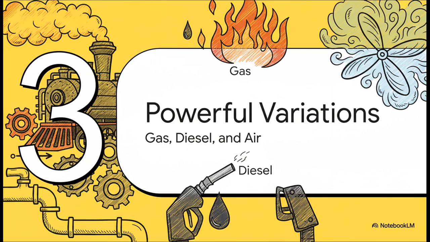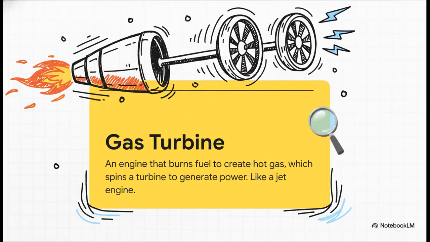Okay, so steam is a giant, for sure, but it's not the only game in town, not by a long shot. Now let's check out 3 other pieces of tech that get the job done in some really fascinating, different ways. First up, the gas turbine, and the concept here is just awesome. It's basically a jet engine, seriously. You burn fuel to create this super hot, high-pressure jet of gas, but instead of pushing a plane forward, you use that jet to spin a turbine and make electricity. It's like a jet engine that's been bolted to the ground, incredibly powerful and fast.